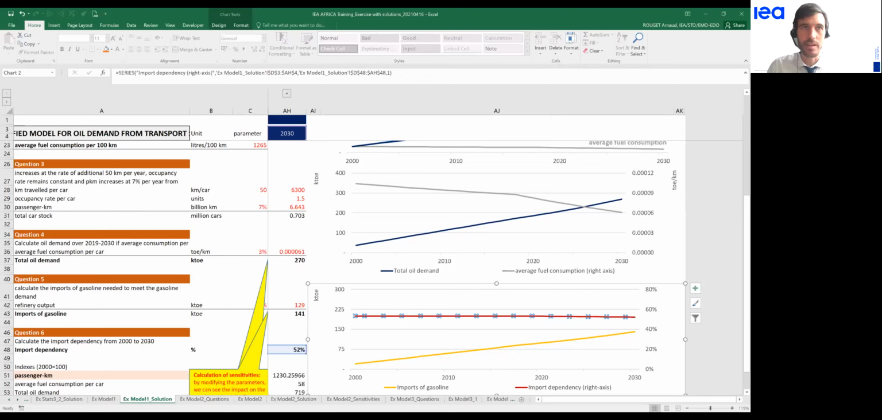So I'm stopping here for the explanation of the exercise, and now I'm very happy to look at the questions.